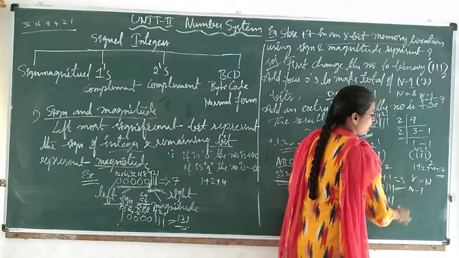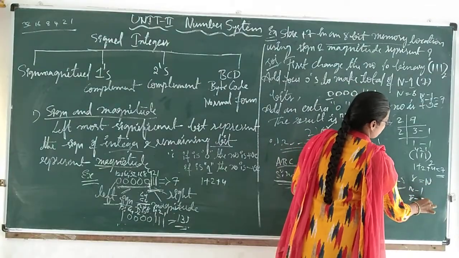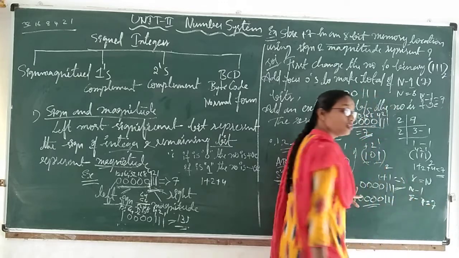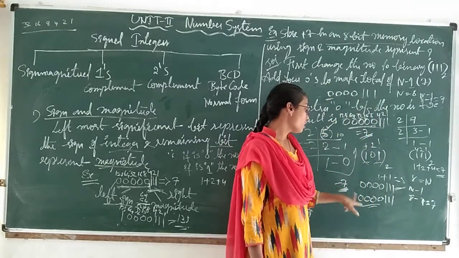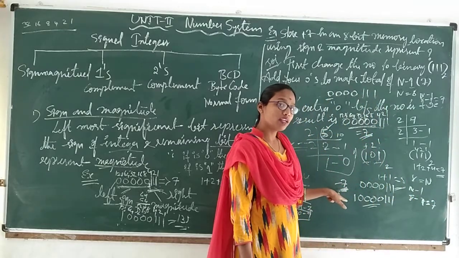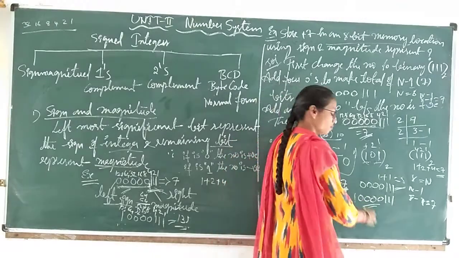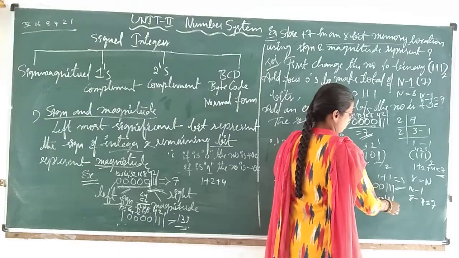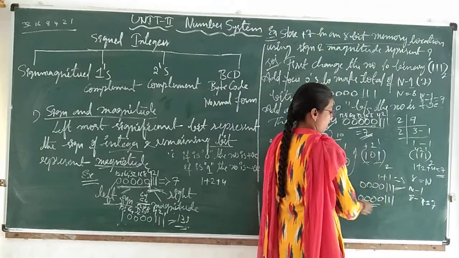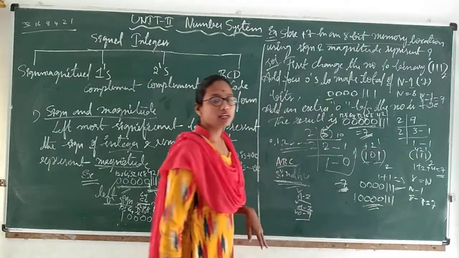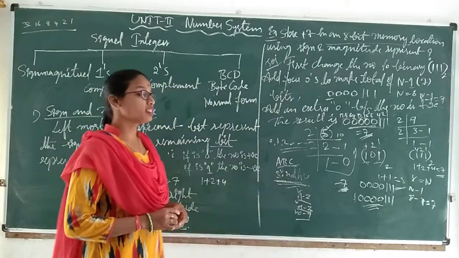Here n equal to 8. 8 minus 1, 8 minus 1 equal to 7. And add 1. The number is negative, -7. Add 1. Now we count 1 2 3 4 5 6 7 8. 8-bit representation. I hope you understand.